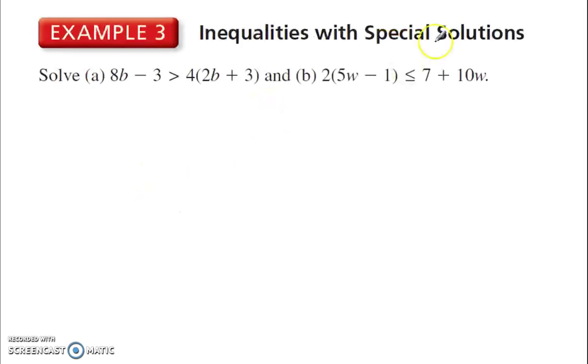All right, solving inequalities with special solutions. Same thing as equations. Distributive property. We get 8b plus 12. Over here we have 8b minus 3. Now you'll notice something here already. 8b minus 12, 8b minus 3, 8b plus 12.